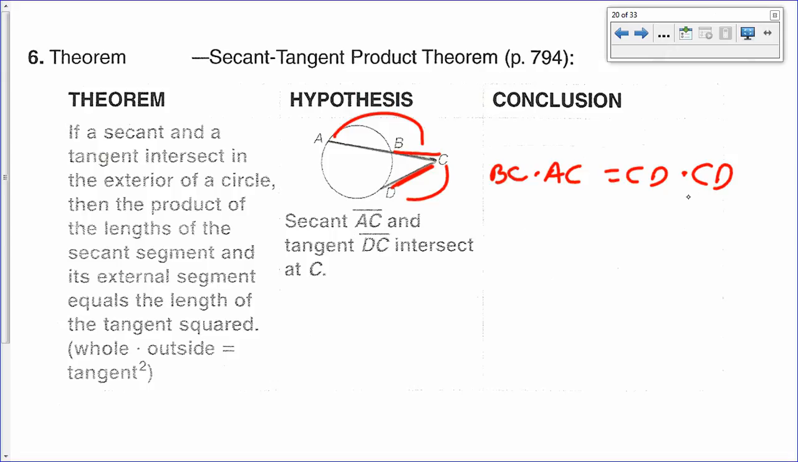To shorten it, the way you'll see this theorem is BC times AC equals CD squared, because when you have a tangent, the outside is the whole segment. So it's CD squared.